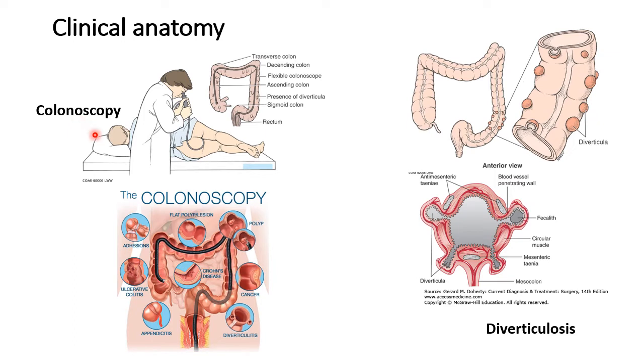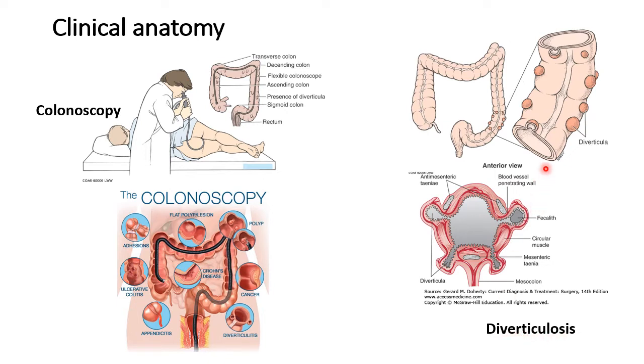So a lot of diseases can be visualized by the colonoscopy. So this is one of the important investigations that can be done, and the knowledge of these curvatures or these turning points between different parts of the colon is important to guide the scope inside the lower gastrointestinal tract.